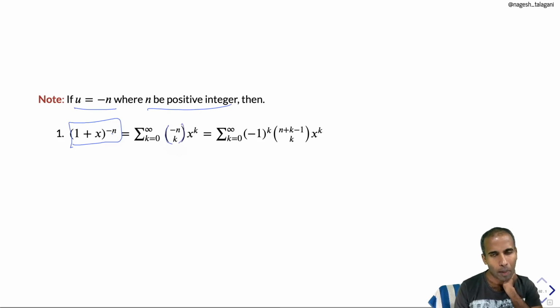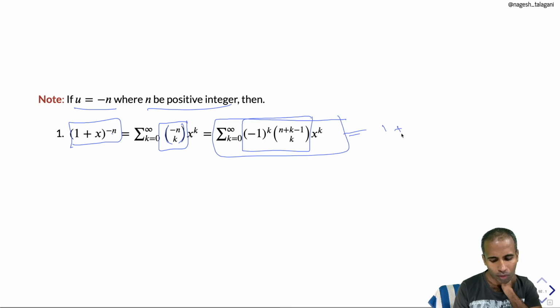That's fine. But when the top parameter is a negative integer, this extended binomial coefficient we can express in terms of the ordinary binomial coefficient like this. So this is going to be the expansion for 1 plus x whole to the power of minus n, when n is a positive integer, so minus n is a negative integer.